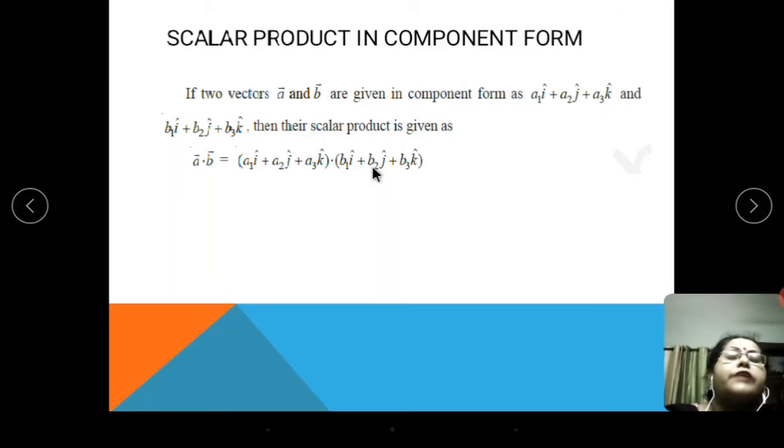So this term vanishes. Similarly, the next term will have i dot k, so this will also vanish. So from the multiplication by this first term a1 i, we will be left only with a1 b1.